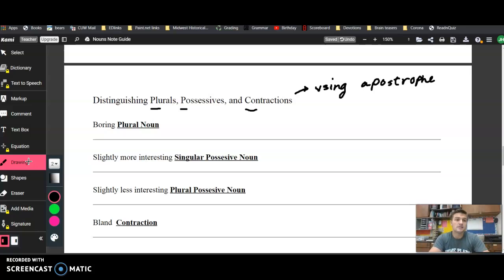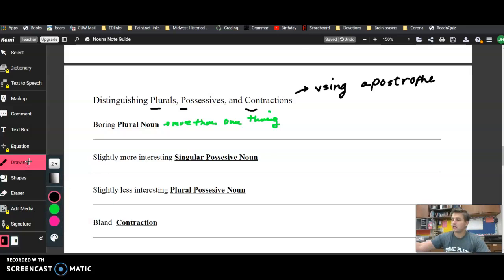All right, so let's get started with this first one. The first one is just boring old plural nouns. Hopefully you know what a plural noun is. A plural noun just means that it's more than one thing, right? So I'm going to write a little definition up here. This is more than one thing. All right, so it's pretty basic in terms of a plural noun. It just means it's more than one thing.